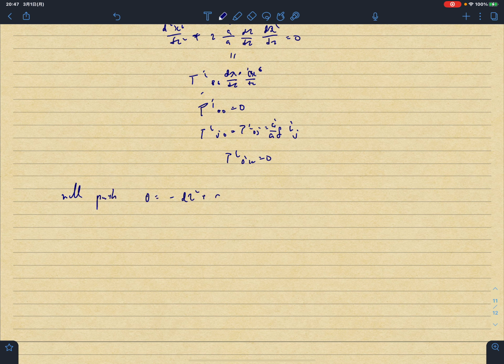Plugging the null condition into the mu equals 0 component of the geodesic equation 3.76, and remembering to replace tau with lambda, we get: we plug this equation into this equation. So we change the parameter tau to lambda. So a dot d lambda dt equals 0.